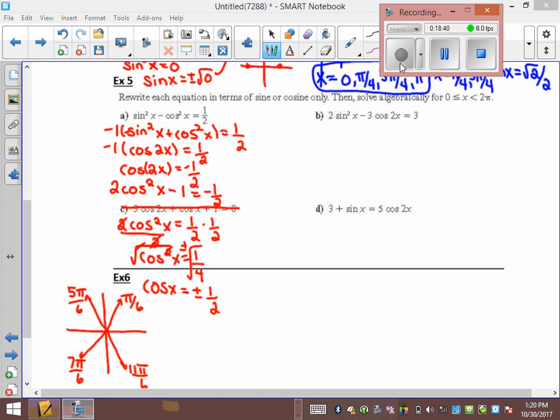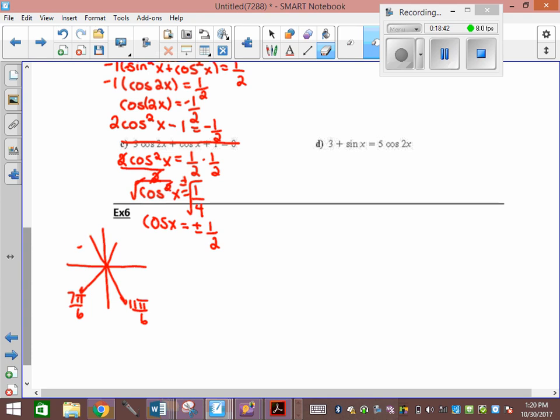And these are 30s by accident, so this would actually not be correct. I did 30s instead of 60s. So it would be pi over 3, 2 pi over 3, 4 pi over 3, and 5 pi over 3. I gave the other way instead. Okay.